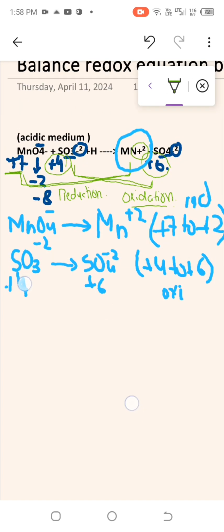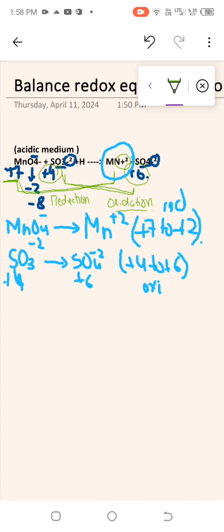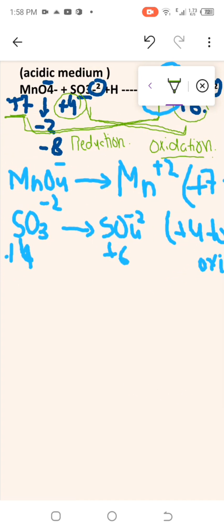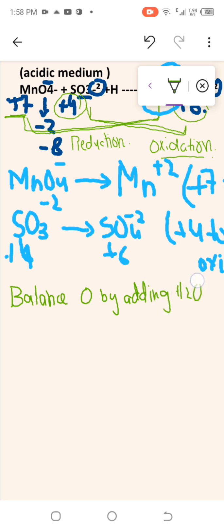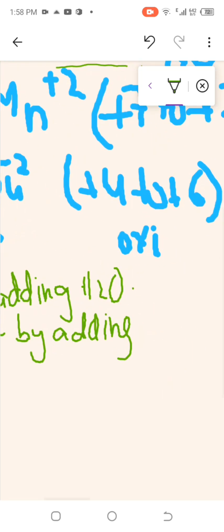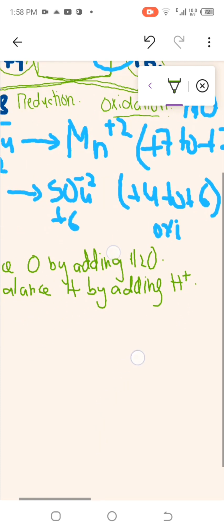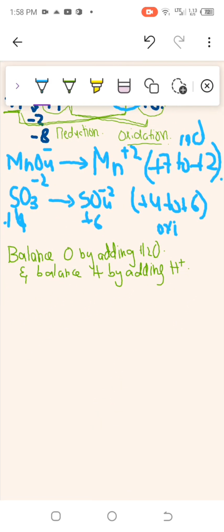After that we have step number 2. Now they are asking us to balance the oxygen by adding water molecules and to balance the hydrogen by adding H positive ions. So balance oxygen by adding water, and balance hydrogen by adding H positive.